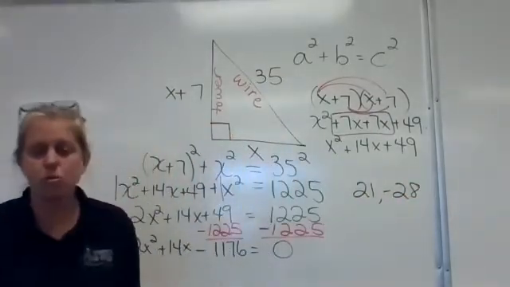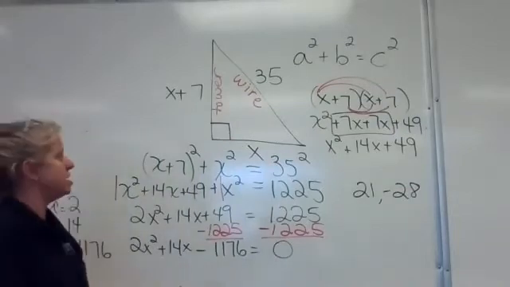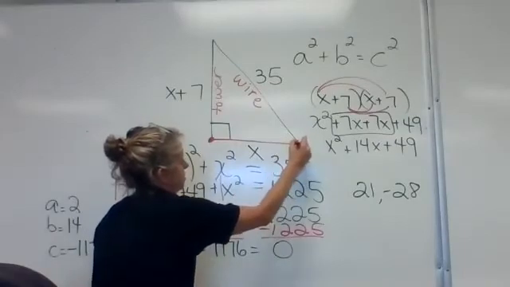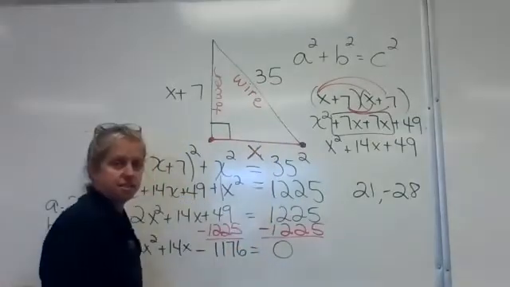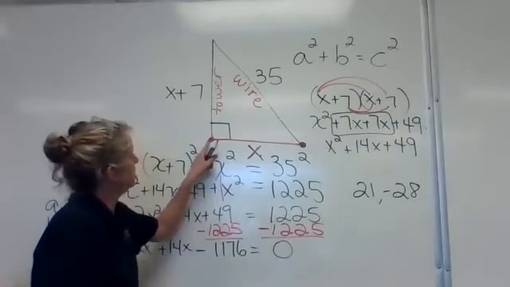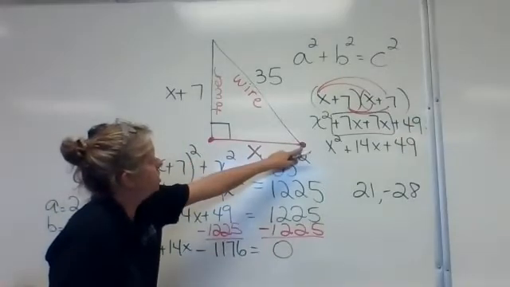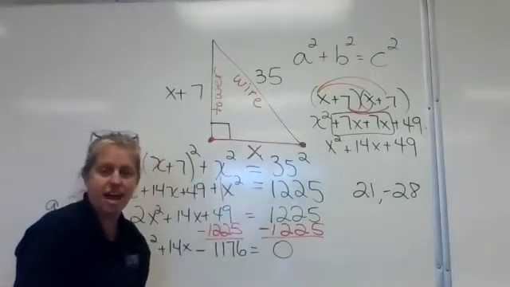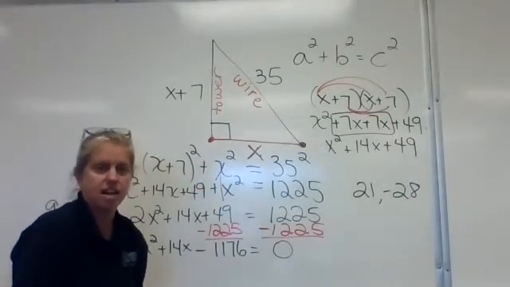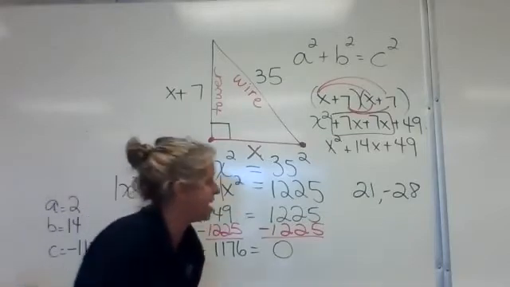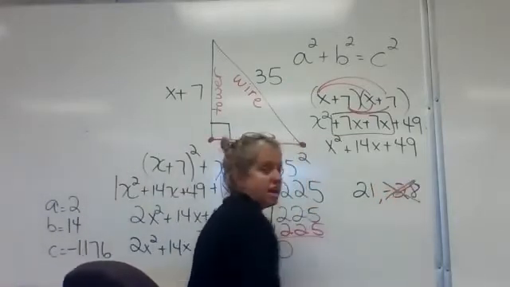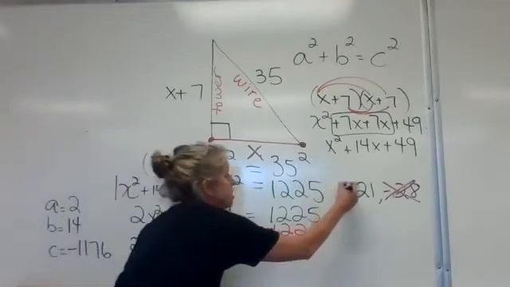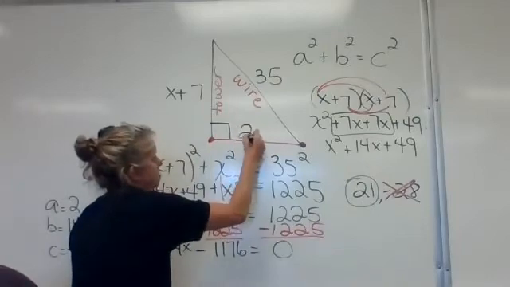So let's remember what X represents. X represents this distance right here, right? That's my X. Well, if I'm talking about the distance from the base of the tower to where the wire connects here, I cannot be talking about a negative number, right? That distance cannot be negative. So negative 28 cannot be the solution. So I'm using this positive 21 as my X.